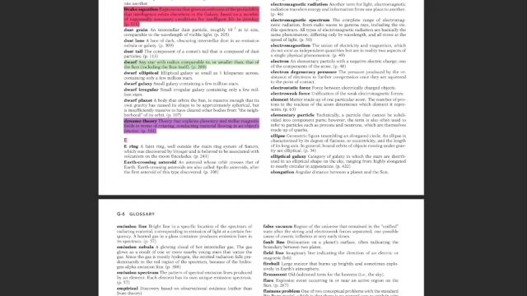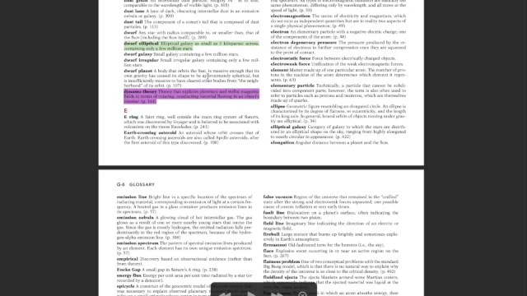Next is dwarf elliptical galaxy, as small as 1 kiloparsec across, containing only a few million stars. Dwarf elliptical is a type of galaxy. Dwarf galaxy: a small galaxy containing a few million stars. Dwarf irregular, this is also a type of galaxy, a small irregular galaxy containing only a few million stars.